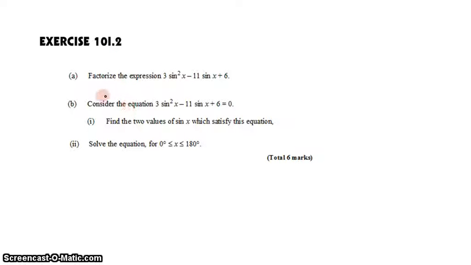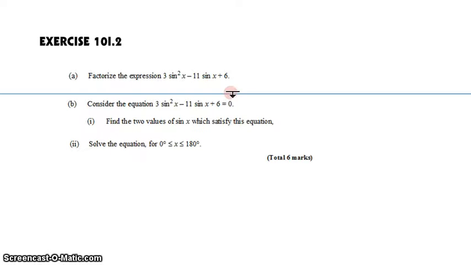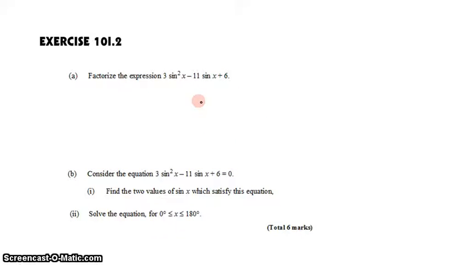In this question, we're first asked to factorize the expression 3 sine squared of x take 11 sine of x plus 6. So really all we have to do is factorize. I have a squared term, a term to the first power, and a term to the 0 power. This is a pretty standard factorization, even if it's not immediately obvious what it should work out to be.